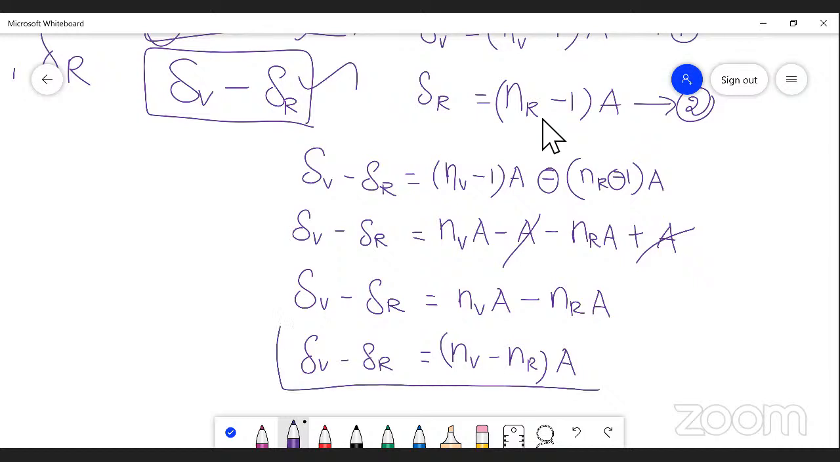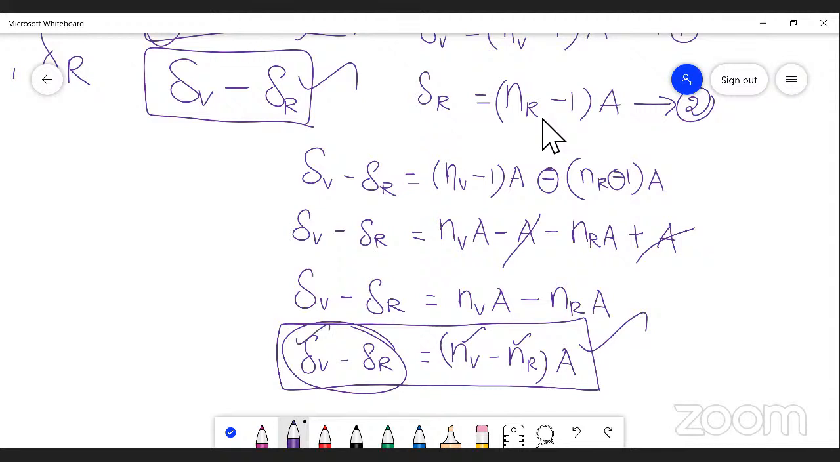This is the equation of angular dispersion. What is this angular dispersion? The angular dispersion between the two extreme colors in the spectrum is called angular dispersion. So del V minus del R is nothing but the angular dispersion. Angular dispersion del V minus del R is equal to (NV minus NR) into A. It is very, very important. NV is the refractive index of violet. NR is the refractive index of red color.